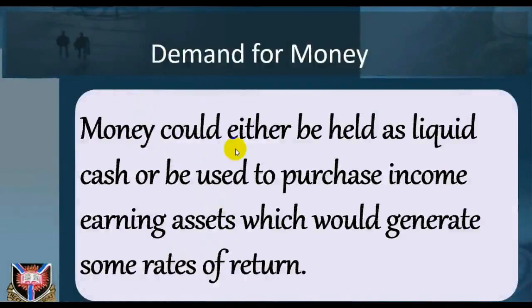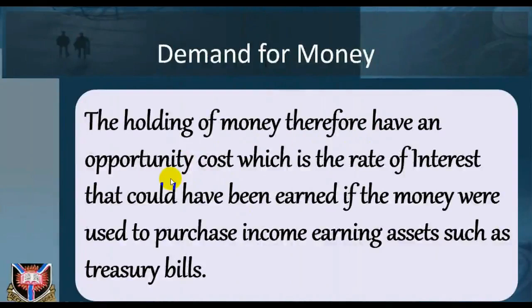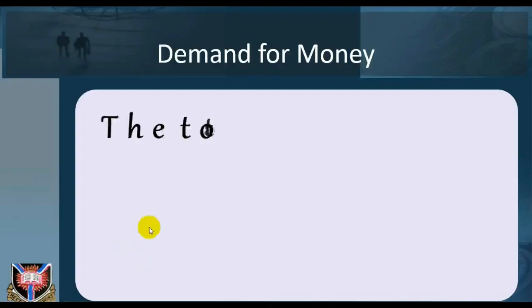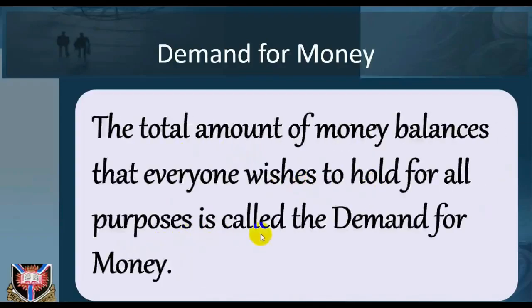Demand for money. Money could either be held as liquid cash or be used to purchase income earning assets, which would generate some rate of return. The holding of money, therefore, has an opportunity cost, which is the rate of interest that could have been earned if the money were used to purchase income earning assets such as treasury bills. The total amount of money balances that everyone wishes to hold for all purposes is called the demand for money.